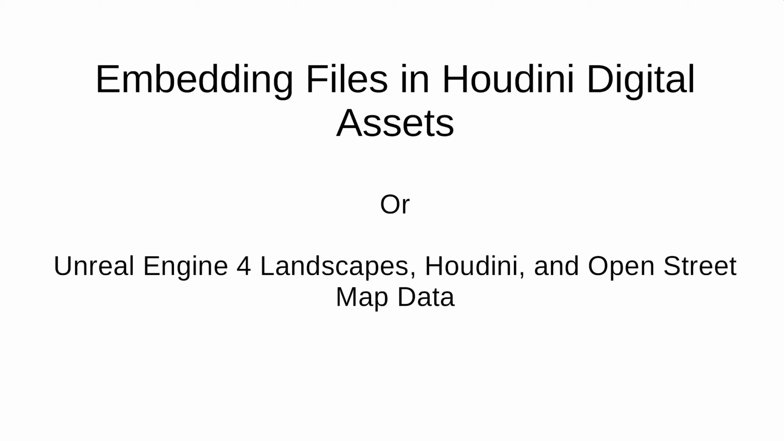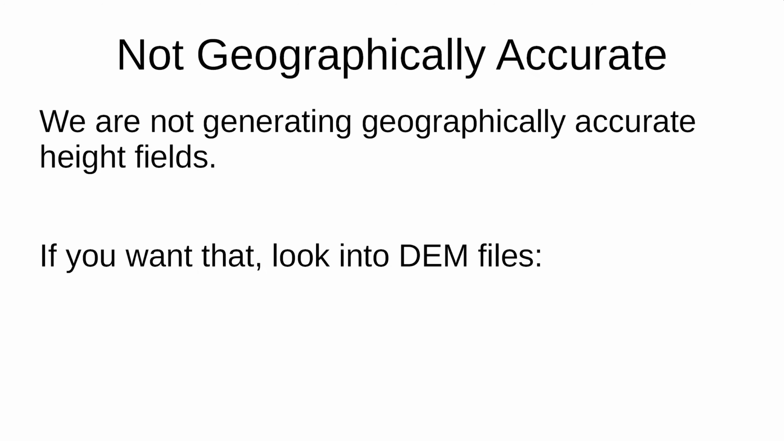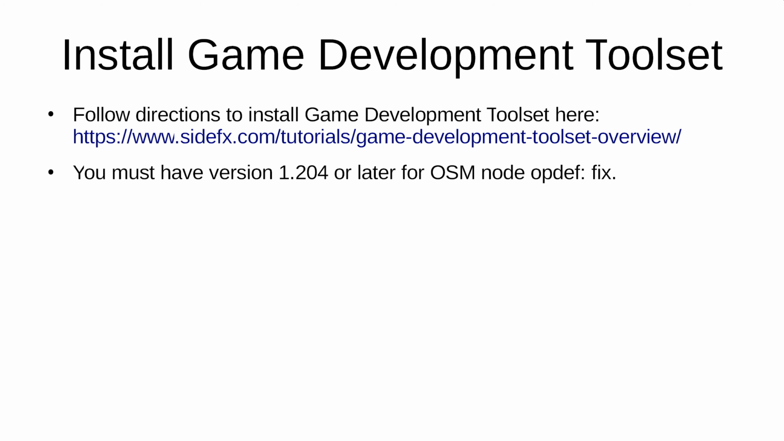The example we're going to use to demonstrate this is creating an Unreal Engine 4 landscape using a Houdini Digital Asset from OpenStreetMap data. Just one thing to note, this example is not geographically accurate in terms of the elevation; it isn't real world elevation. If you want that, maybe look at DEM files that you can get from NASA or some other sources.